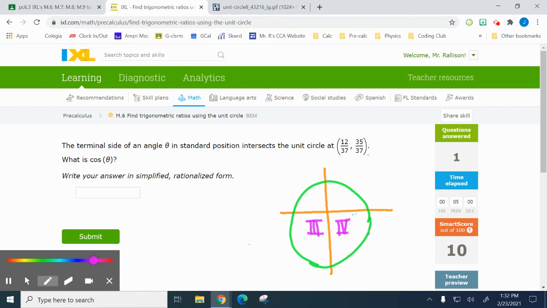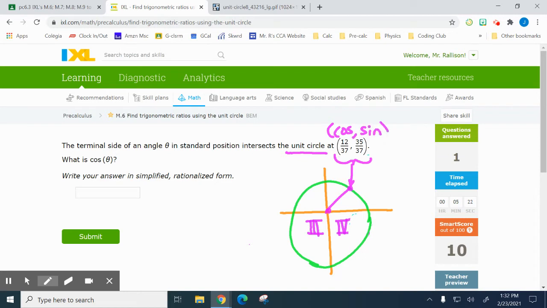What is cosine theta? Well, after all we went through, you know that if something is in standard position and it intersects the unit circle at that point, then you know the coordinates are cosine, comma, sine, right? That's what you know. And so that's the answer right there. 12 over 37.